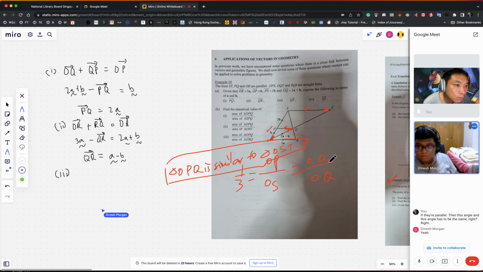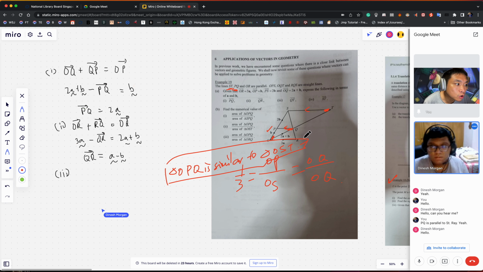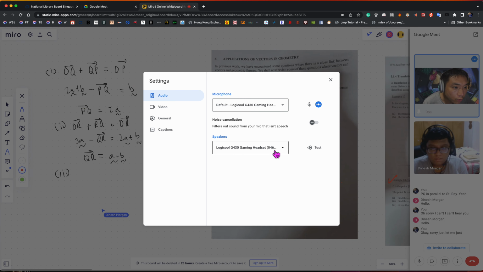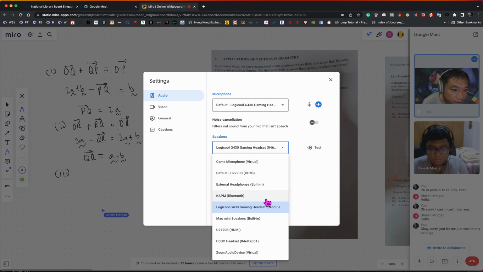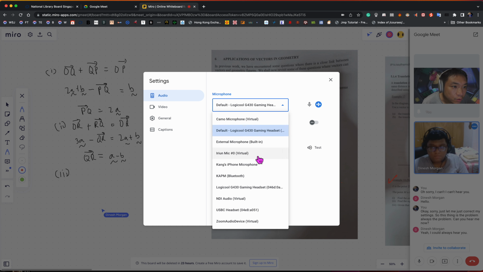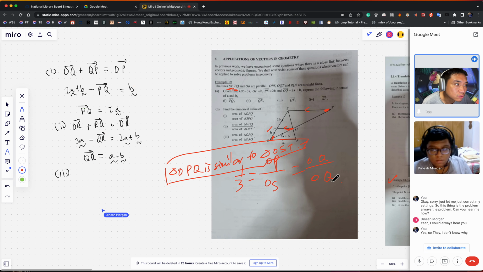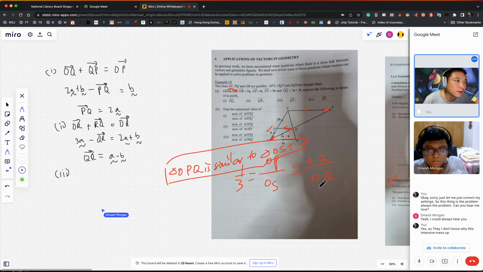Hello? PQ is parallel to ST, right? Oh, sorry, I can't hear you. Let me just correct my settings. So this thing is the problem, always the problem. Can you hear me now? Yeah, okay, good. I don't know why this thing tends to mess up my audio. It's always the problem. Never mind.